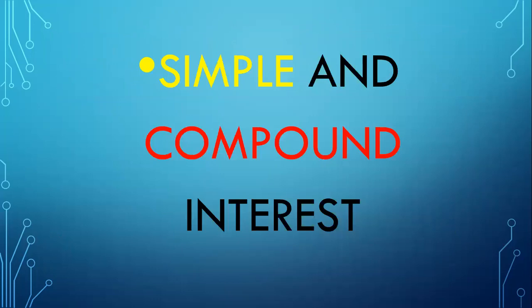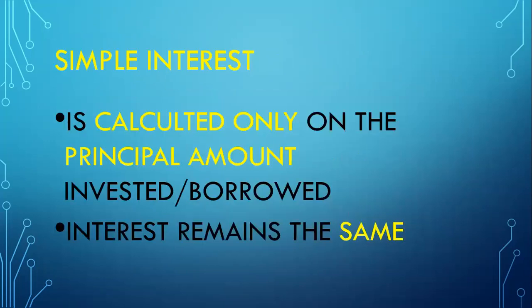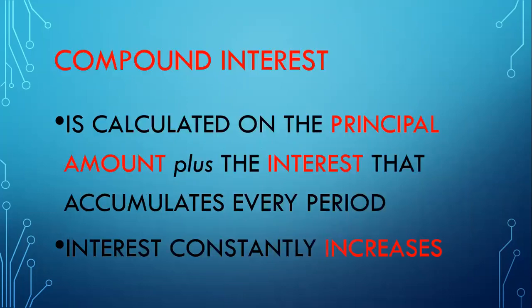In order to be able to calculate interest, you must be able to differentiate between the simple interest and the compound interest. Simple interest is calculated only on the principal amount invested or borrowed. The interest does not change, it remains the same. Compound interest is calculated on the principal amount plus the interest that accumulates every period. The interest constantly increases. It does not remain the same like the simple interest.